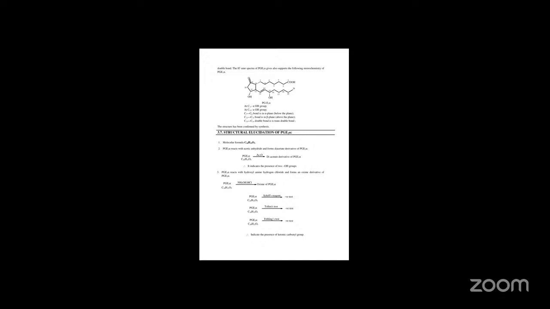PG2 alpha undergoes catalytic hydrogenation with platinum and produces a dihydro derivative of PG1 alpha, or a tetrahydro derivative of PG2 alpha. Hence, it indicates that PG2 alpha has two double bonds. Next, degradation reactions.